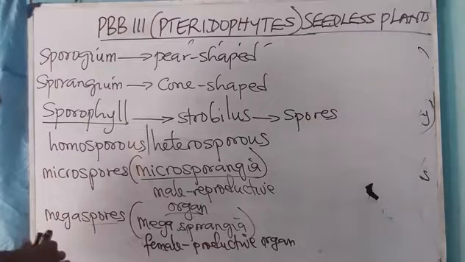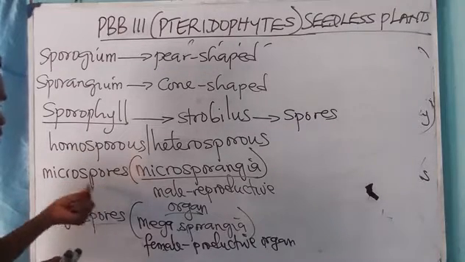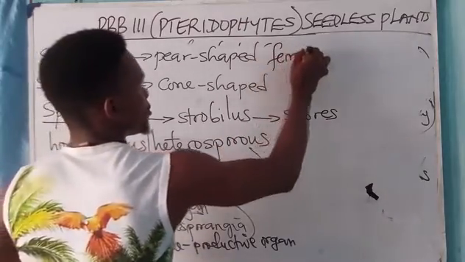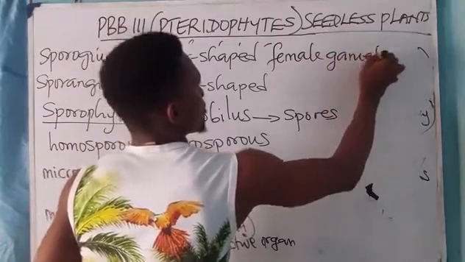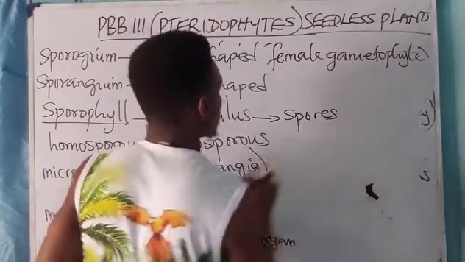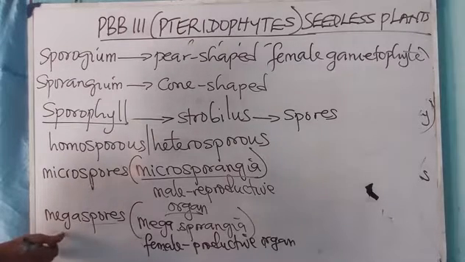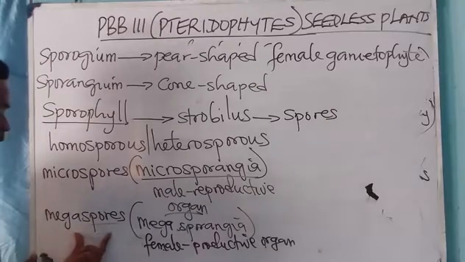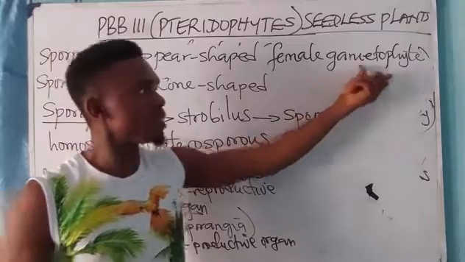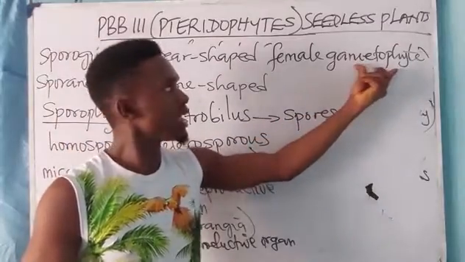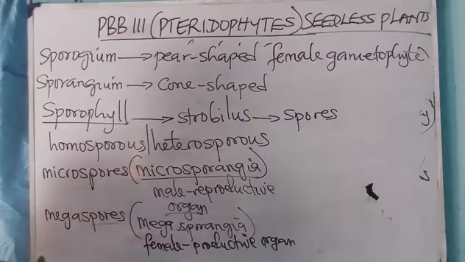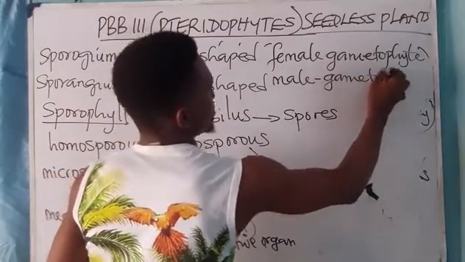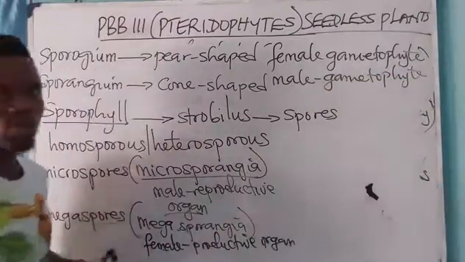Now, when the megaspores germinate, because mega is for females, they form what? The female gametophyte. Then when the microspores germinate, they form what? The male gametophytes. They form the male gametophytes.